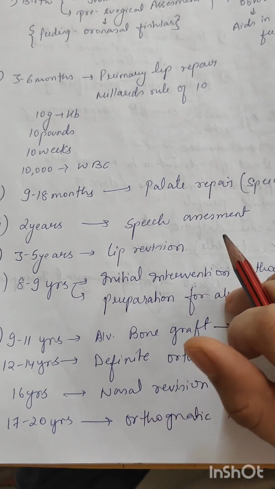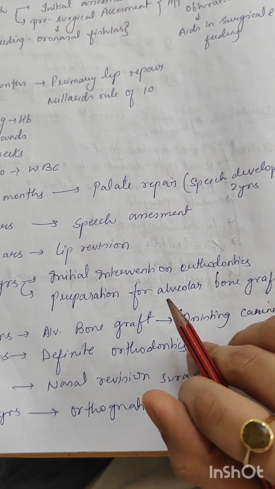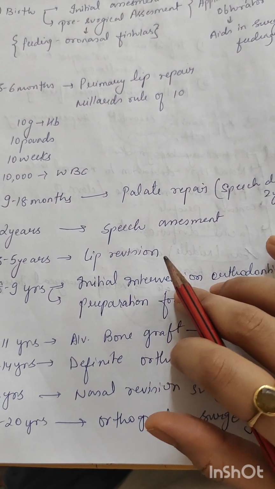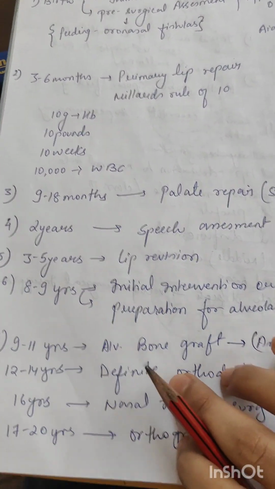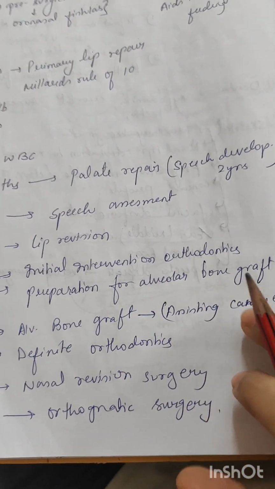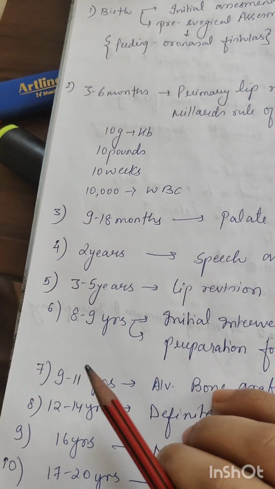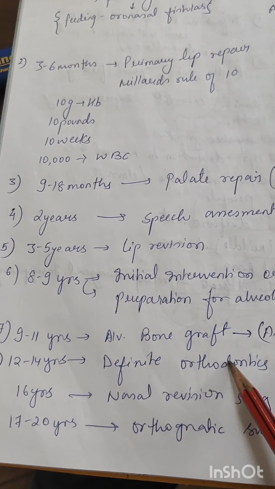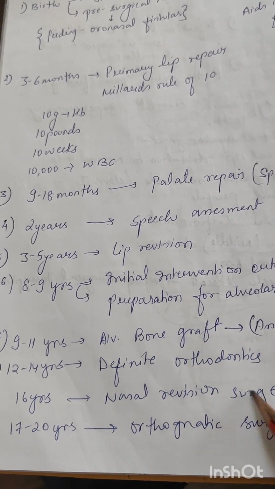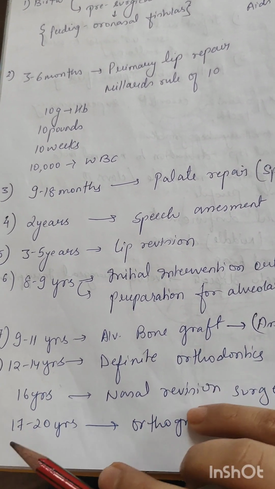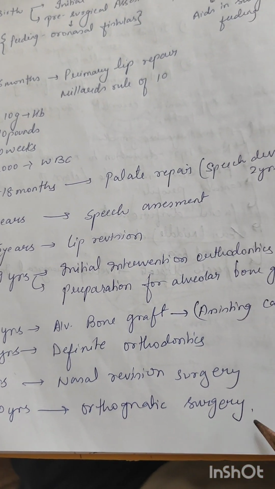Then at 8 to 9 years, initial orthodontic intervention should be done, with preparation for the alveolar bone graft. Then at 9 to 11 years, alveolar bone graft. Why? Because it assists the canine eruption. Then at 12 to 14 years, definitive orthodontic treatment is required. At 16 years, nasal revision surgery. At 17 to 20 years, orthognathic surgery.